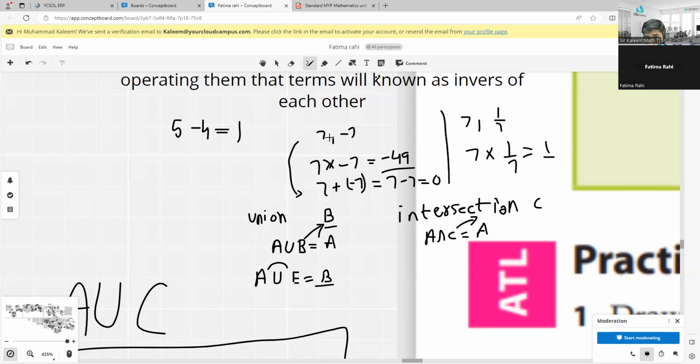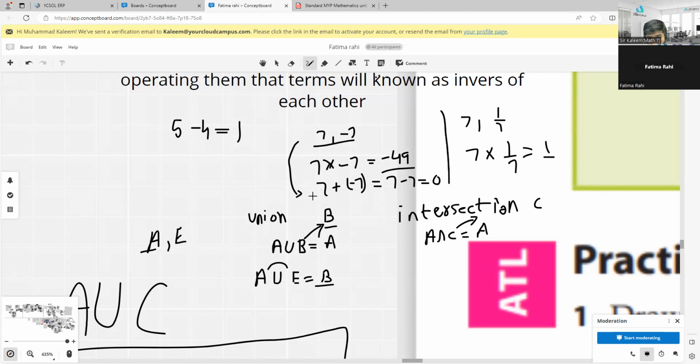Suppose you just have to check whether A and E are inverse in union or not. You just have to check these two sets. So what we have to do? We have to take their union. If their union is equal to union identity, then we will say that these two sets are inverse of each other. Fatma, did you understand?